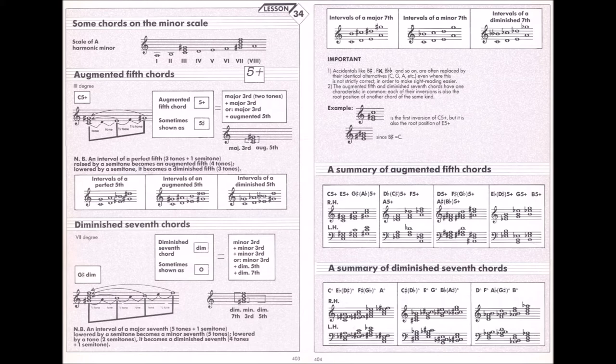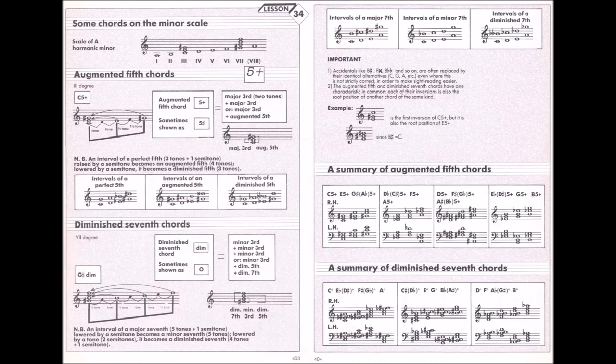The interval of a perfect fifth lives up to its name by sounding very stable and complete in itself. The augmented fifth is a more discordant, uncomfortable interval. And here are some examples of diminished fifths. The interval of a diminished fifth crops up in the diminished seventh chord.